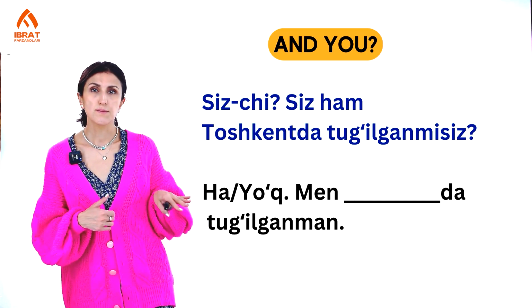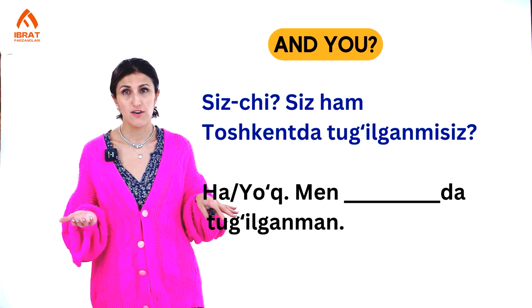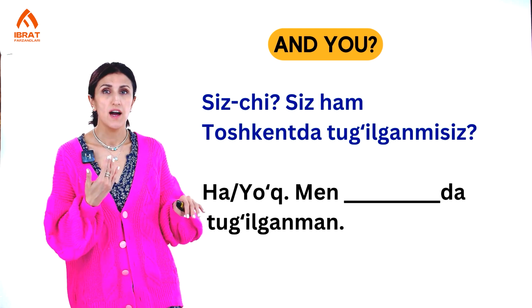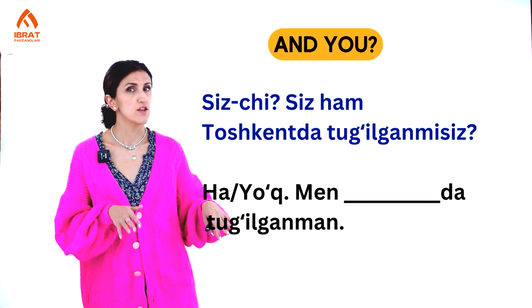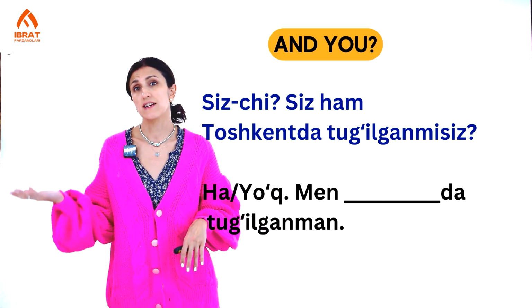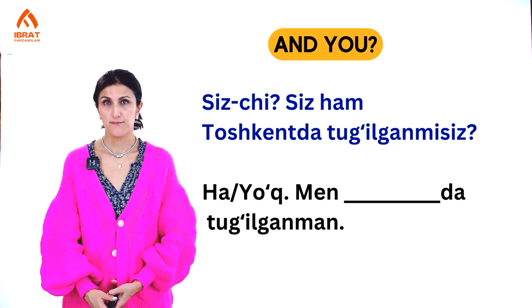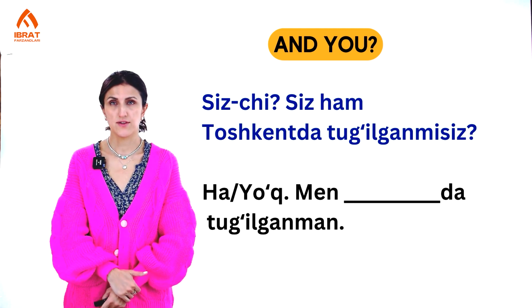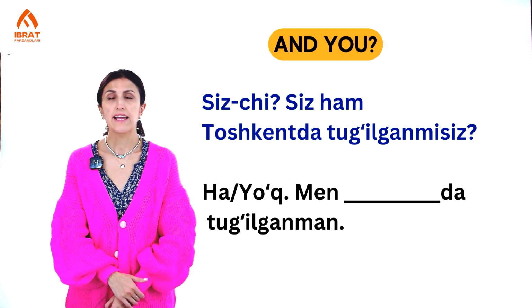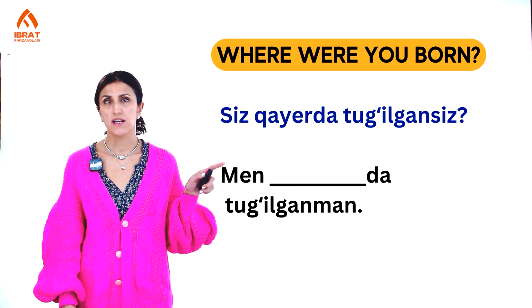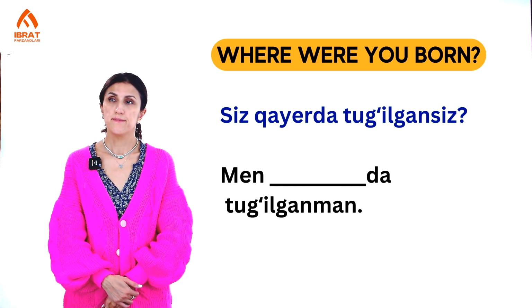And of course, it depends whether it's right or wrong. Ha or yo'q. Yes or no? Ha, men Toshkentda tug'ilganman. Yo'q, men Moskvada tug'ilganman. Here should be the city of your birth. Okay, I'll ask you a question. Siz qayerda tug'ilgansiz? And now you can answer using this. Men.